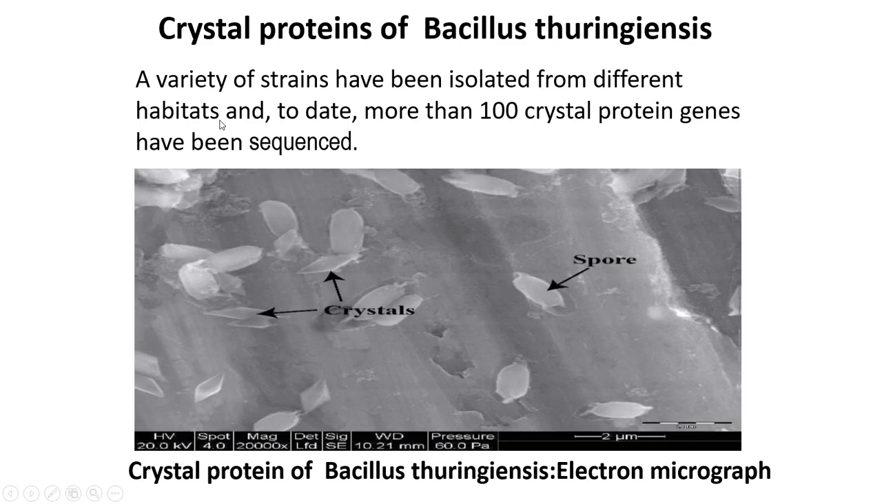A variety of strains have been isolated. Now there are several strains available. A variety of strains have been isolated from different habitats, and today more than 100 crystal protein genes have been sequenced. This is an electron micrograph of one of the crystal proteins of Bacillus thuringiensis. You can see the spores here, as BT is a spore-forming bacterium. You can see the spore here, and the bipyramidal shape. You can see the crystals here. So these are the insecticidal crystal proteins of BT.